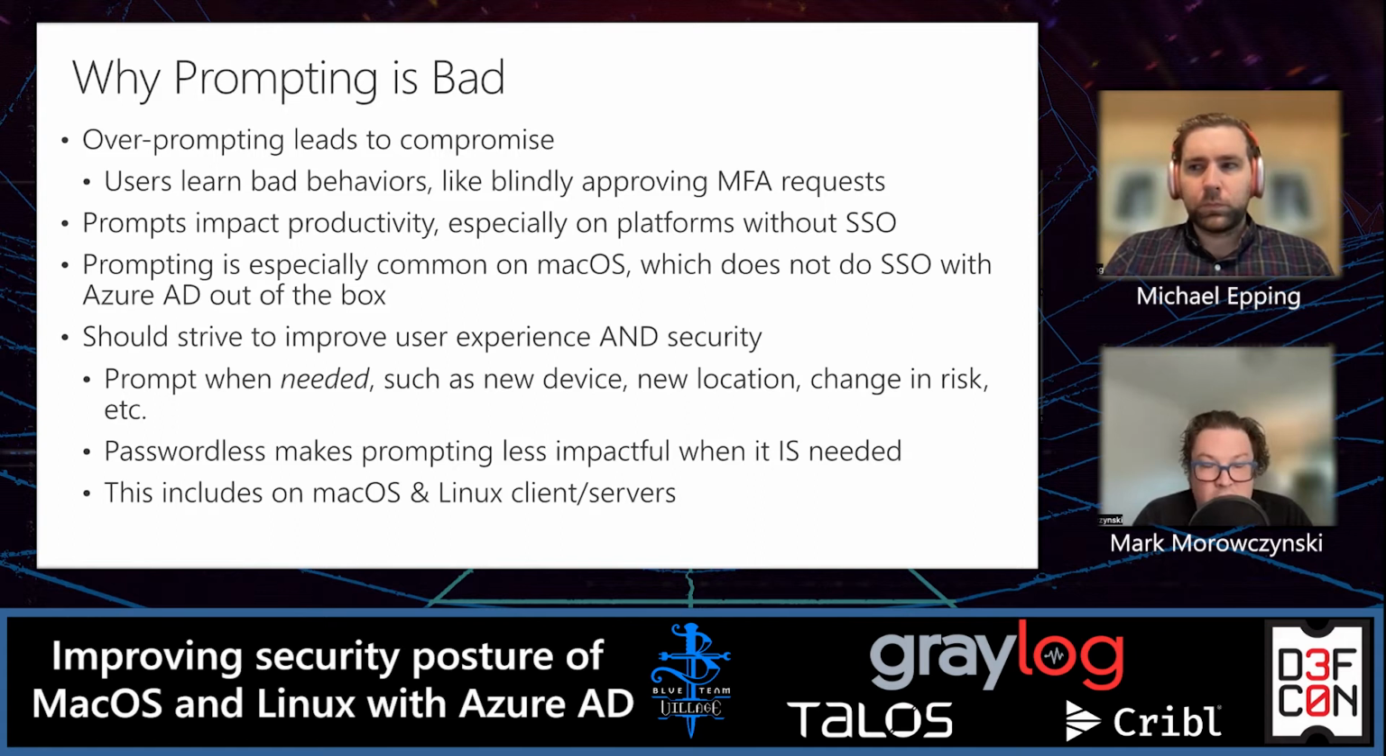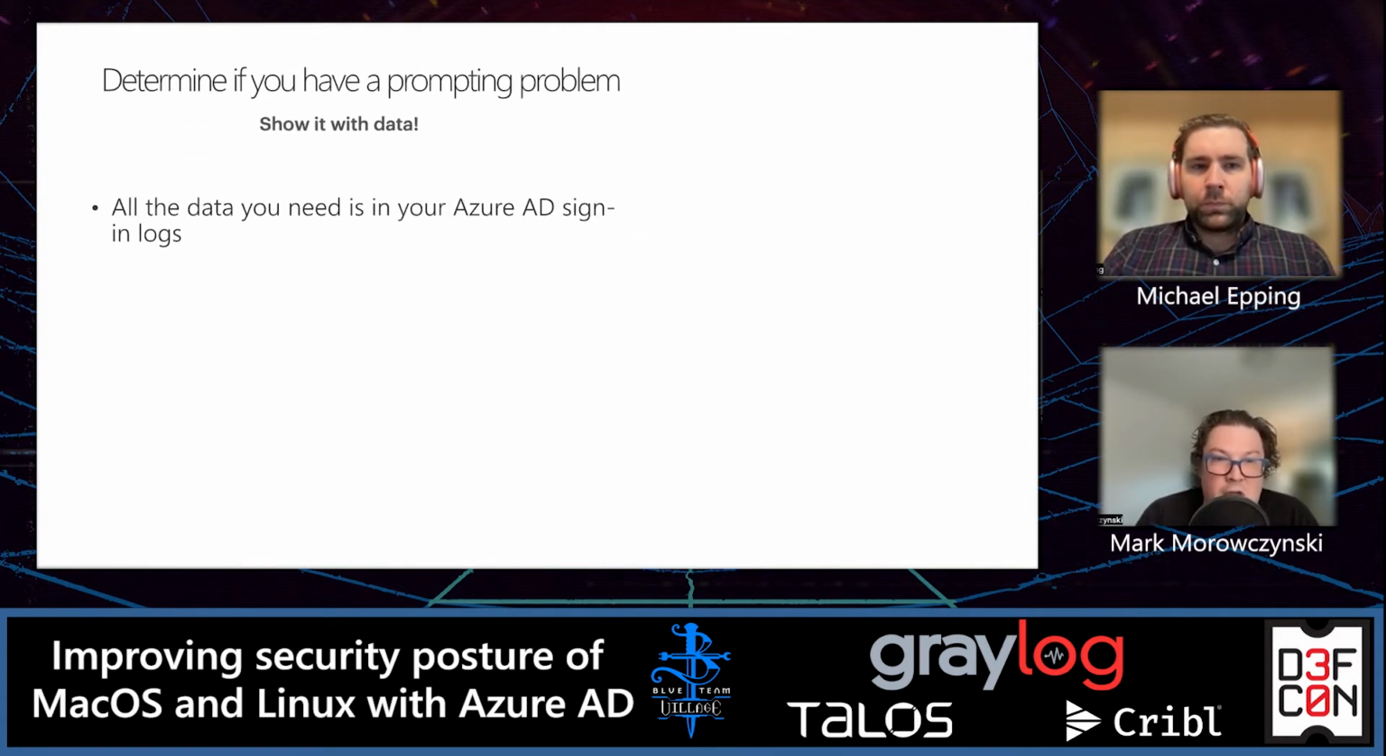So let's go ahead and move on where Michael's going to talk about, oh, sorry, I forgot one part here. Yes. So the first thing we're going to need to do is determine if we have a prompting problem in our environment. And unless you've been spending time on this, you probably have some room for improvement. So you want to be able to show this with data.